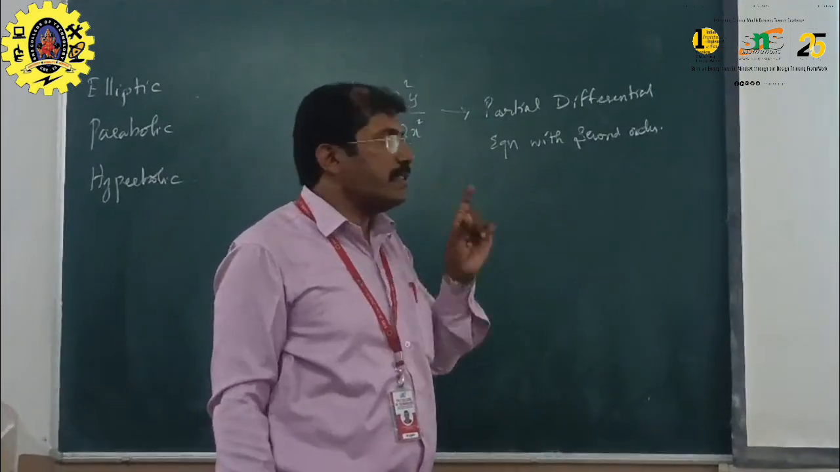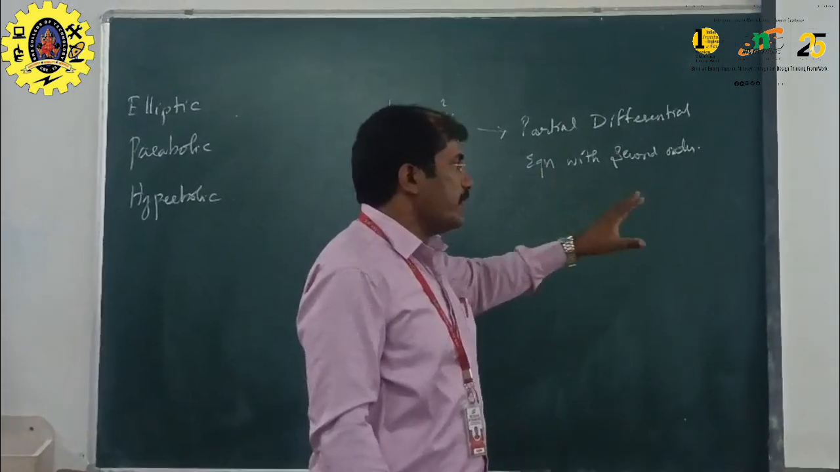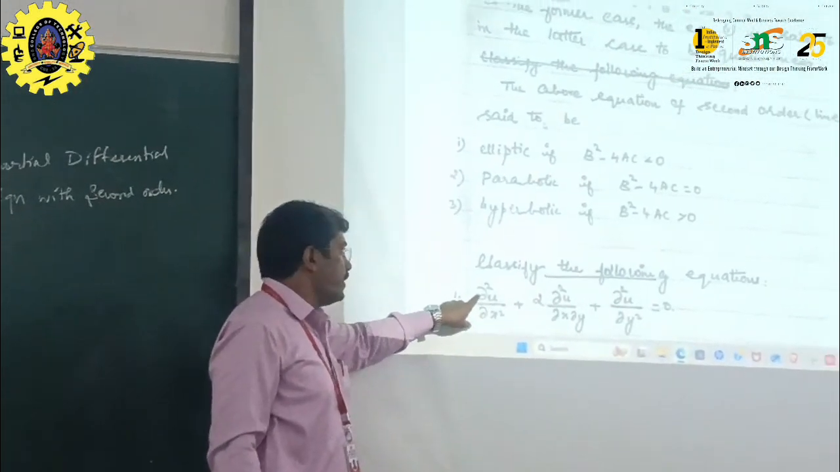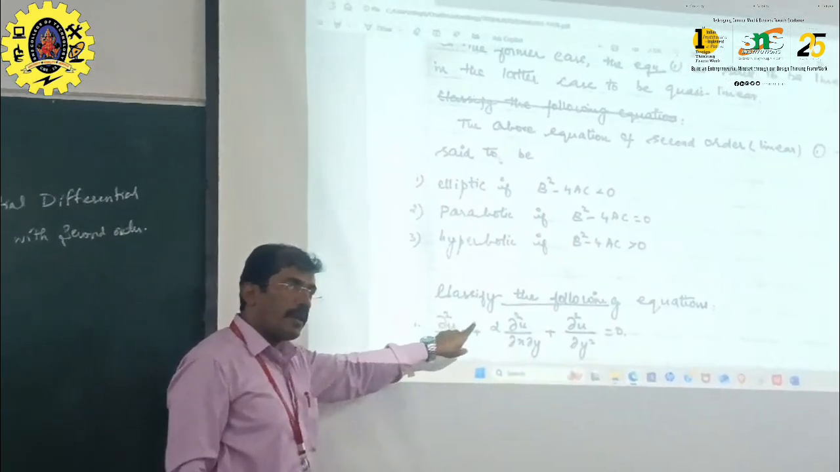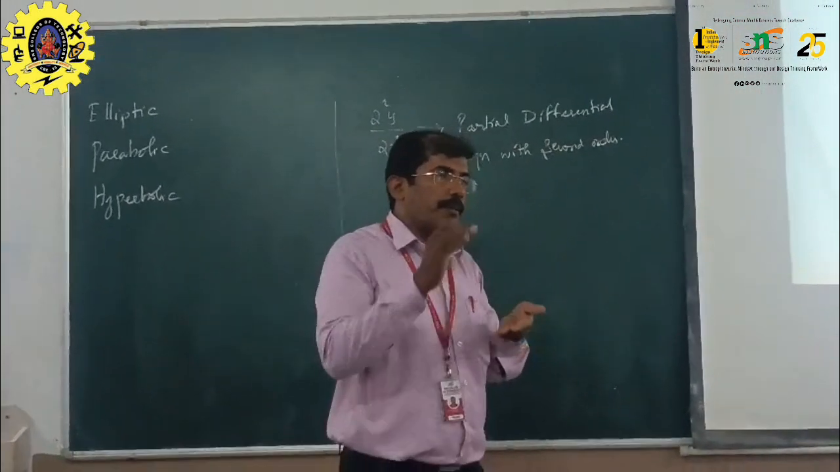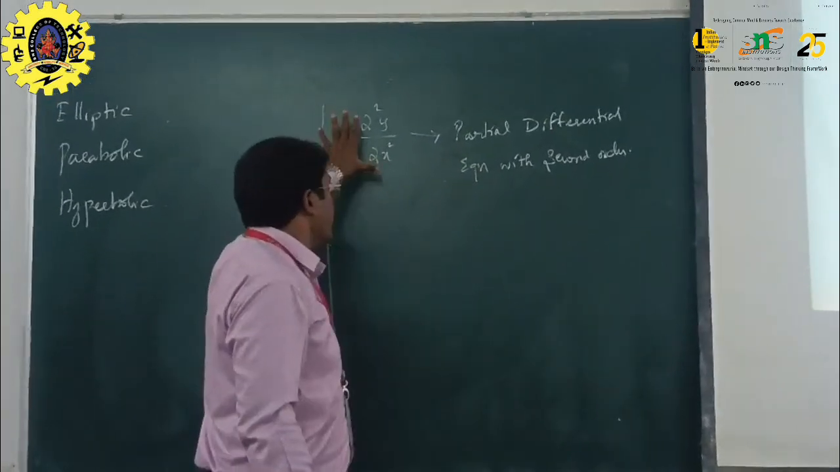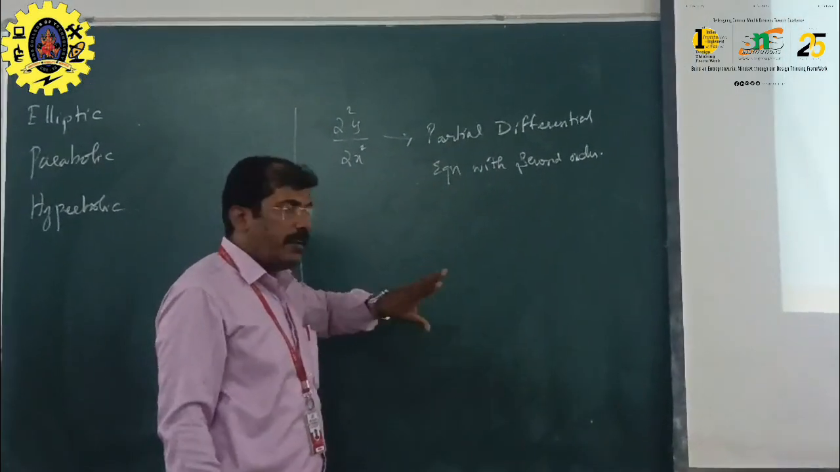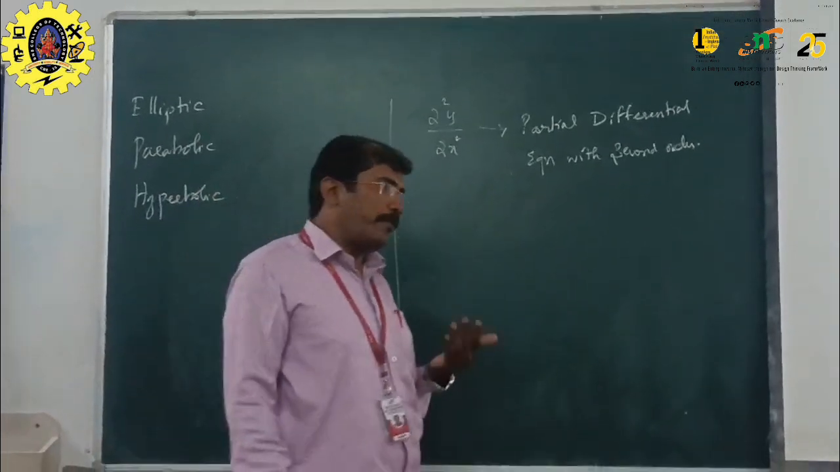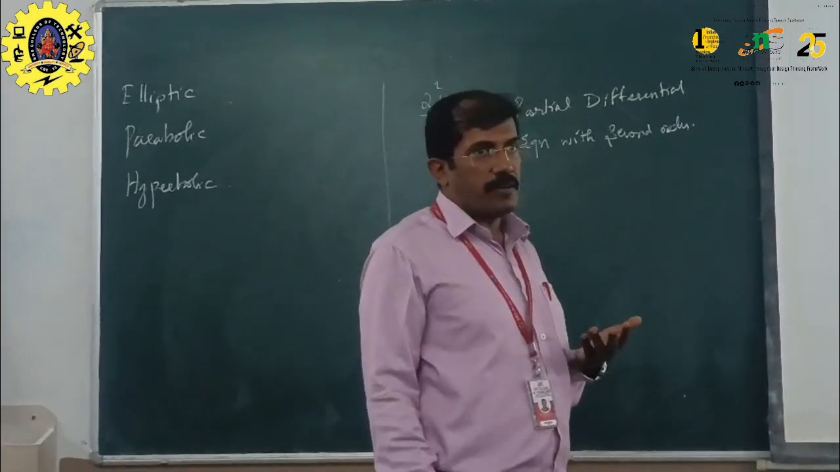Second order in the sense, in the problems you will have, suppose you take this example. In all these terms you can see this ∂². So these are second order differential equations. Once you are clear about the partial differential equation of second order, what is next? We have to understand what type of equation it is.